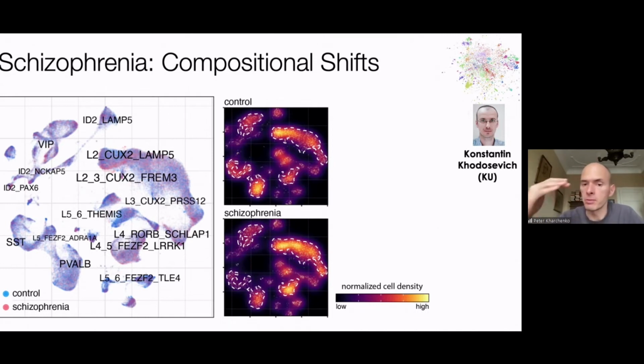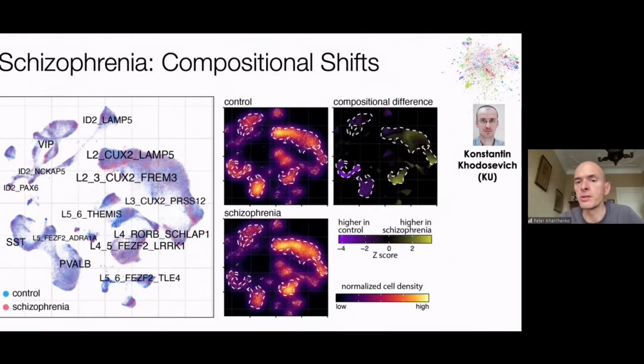And once we have this, we basically have data for every point here. We have density estimates from every sample. So we can start doing statistics on this. So here we show z-scores, and a high z-score, the yellow one, indicates that this population tends to be higher in schizophrenia with some statistical significance.